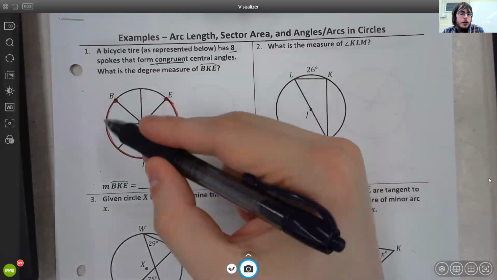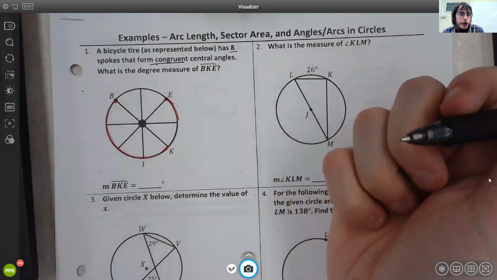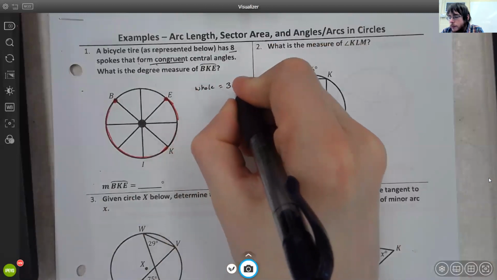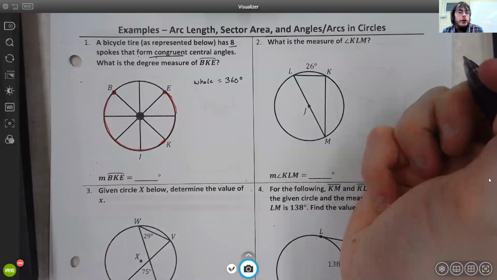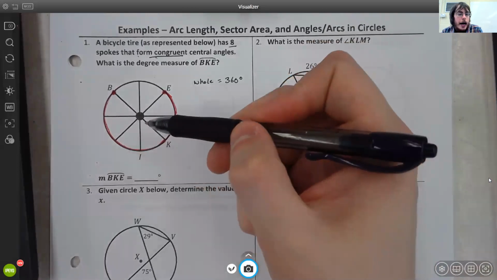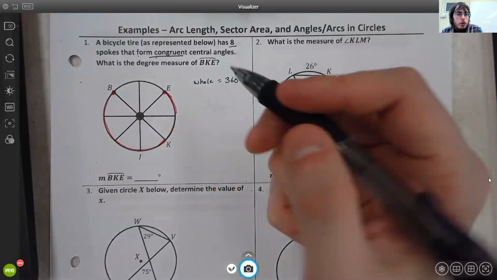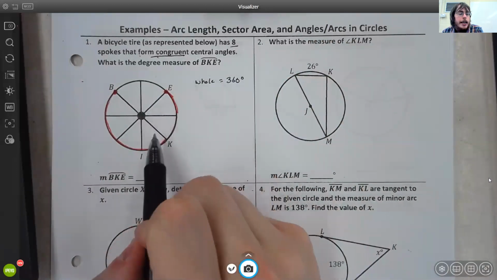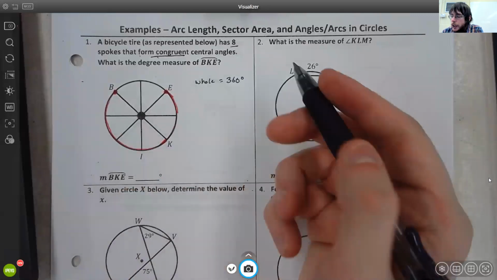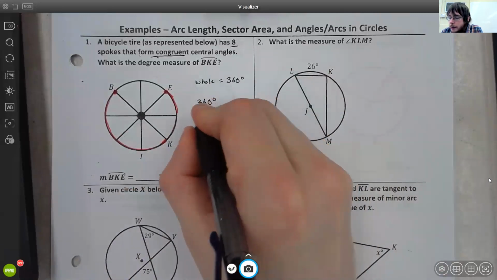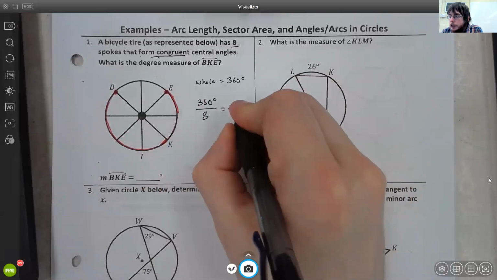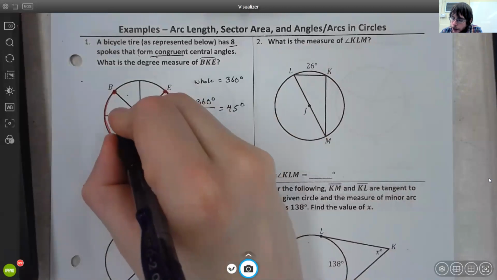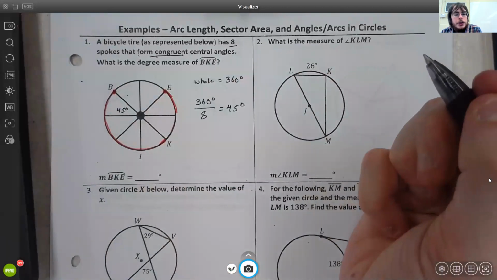And the whole circle, the whole angle and arc degree measure, is equal to 360 degrees. So if the whole thing is 360 degrees and we're looking for one part out of 8, then we need to take the whole thing and split it up into 8 equal parts. So we take 360 divided by 8, which gives us 45 degrees. So that means that each section here is equal to 45 degrees.